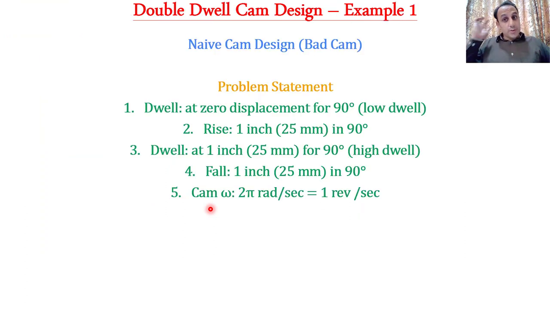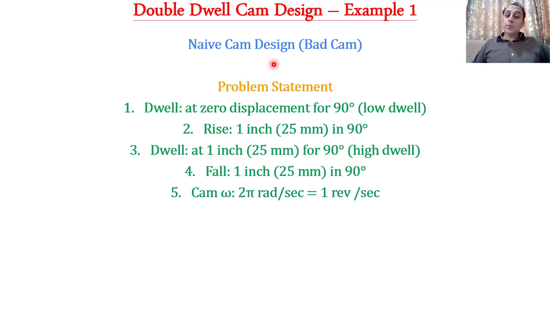Now we are going to cover example number one, or numerical number one, which is the naive cam design, a bad cam which is not acceptable. First of all, we will design that cam and then we will comment on it. Why is that cam not acceptable? Why is it a bad cam design? What are the issues we need to focus on, or what are the problems we need to eliminate from the cam design?